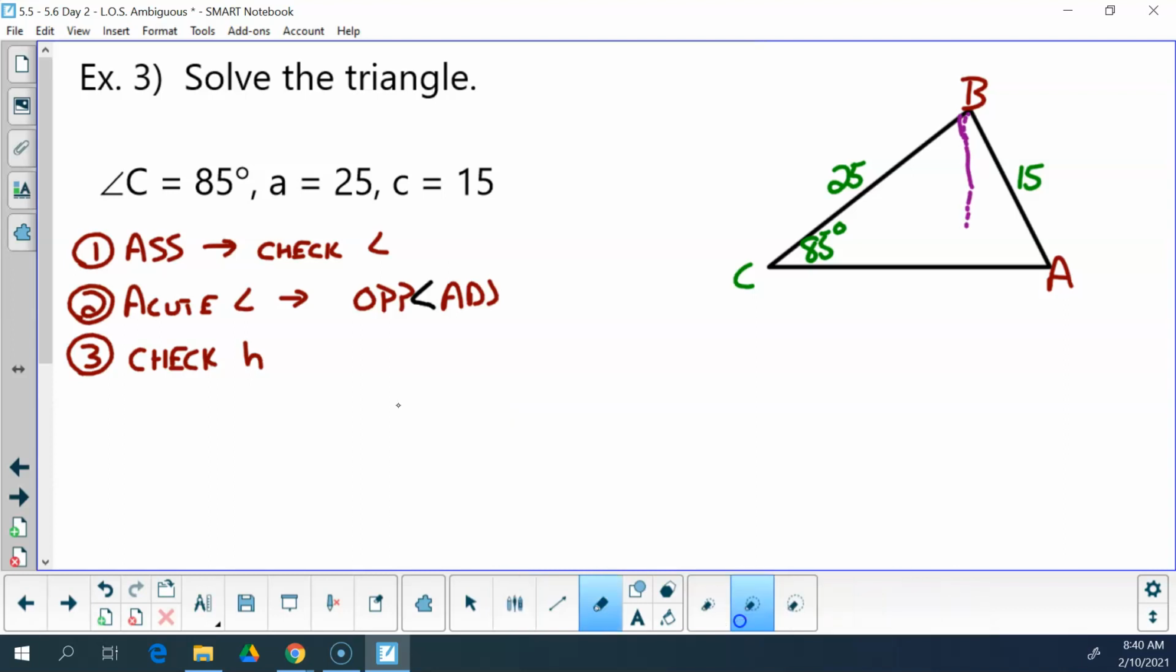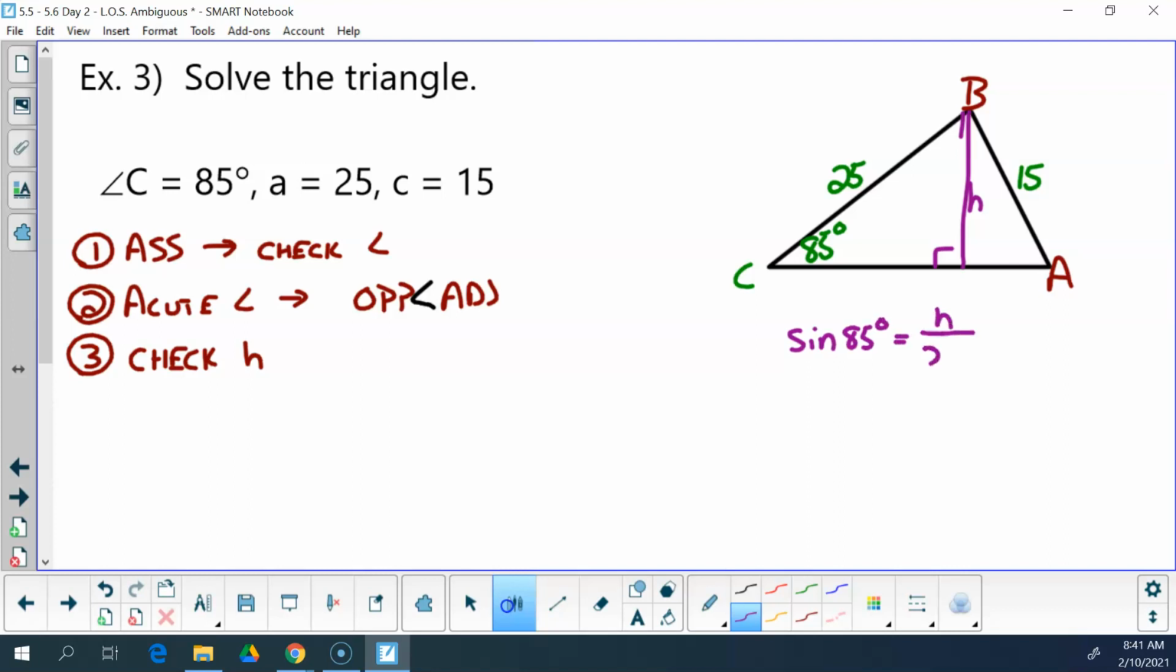Okay. So there's my height. It's a right angle. How can I find the height? Using the sine. I can use some SOHCAHTOA action there.